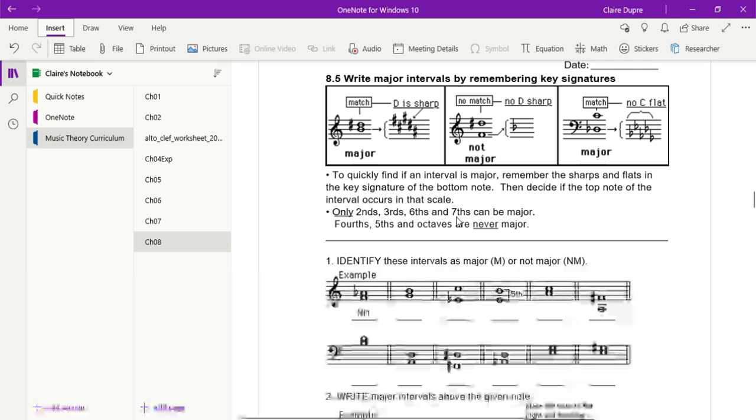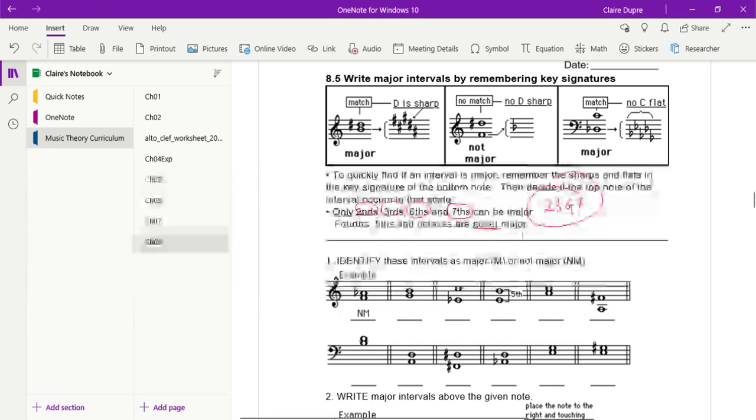Now reminder, only seconds, thirds, sixths, and sevenths can be major. Fourths, fifths, and octaves are never major. You only have seconds, thirds, sixths, and sevenths. 2, 3, 6, 7. I don't know if there's a way to make that interesting or easy to remember, but if you come up with something, great.